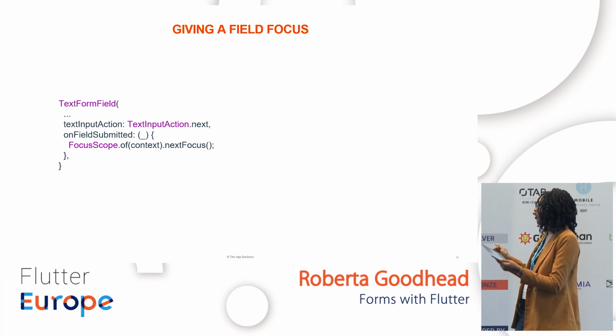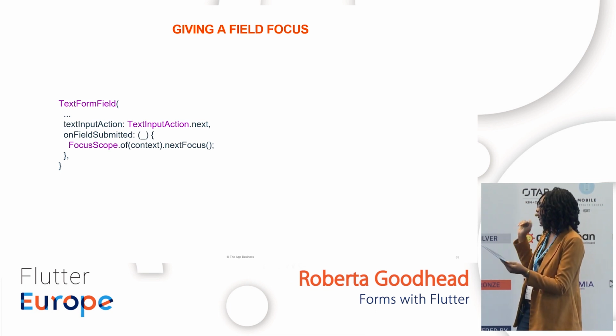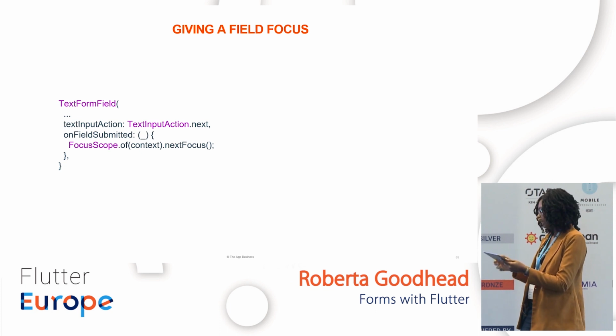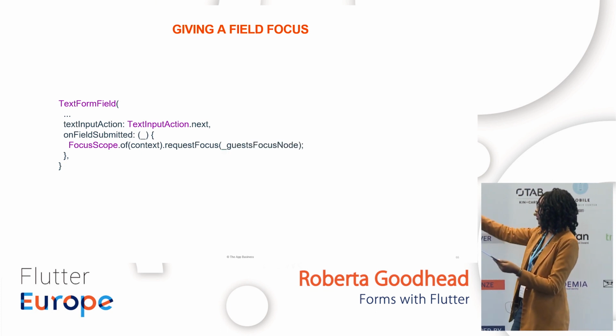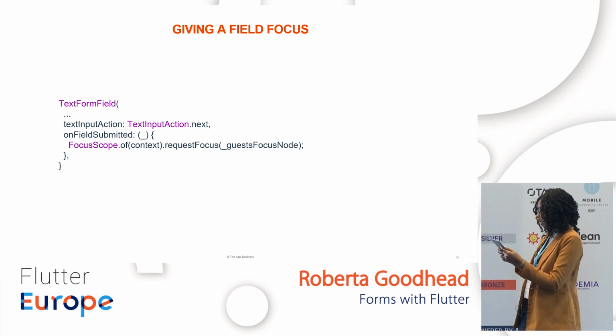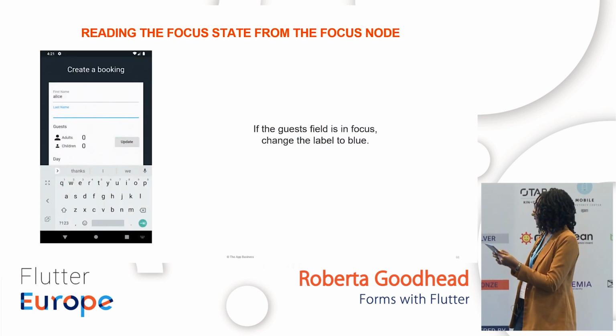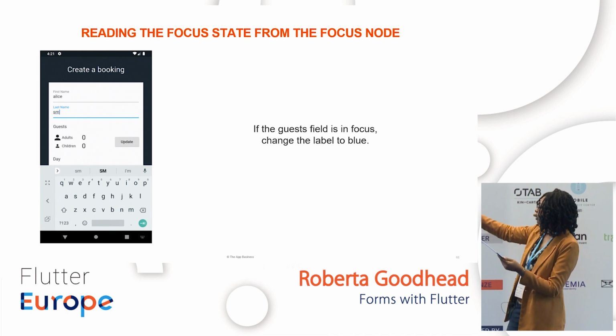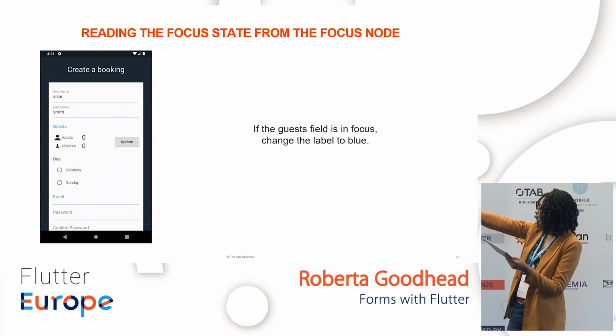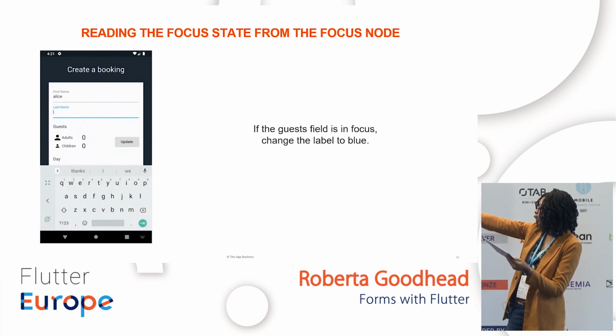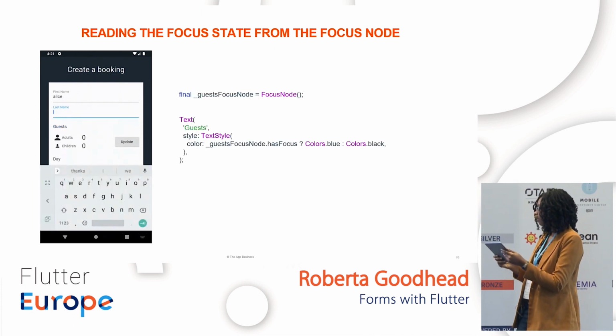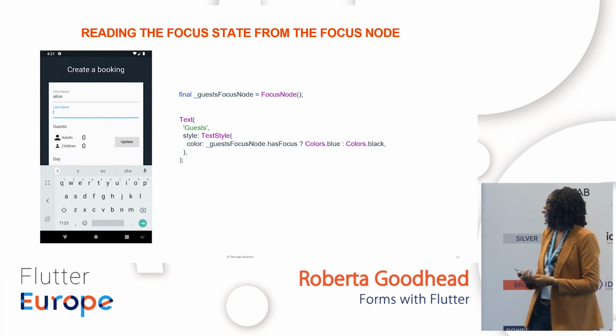Or if you want to request a focus of a particular node, then you can just pass in that focus node as so. In this scenario, what we want to do is mark the guest field's label as blue when it's on focus. And so to do that, we create our guest focus node.